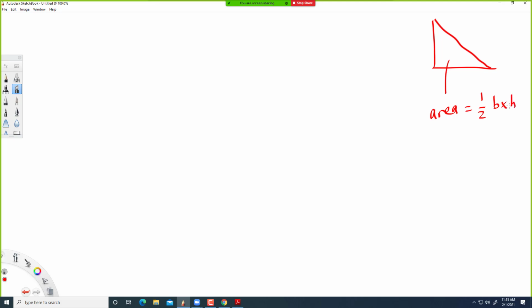Okay. So in this question, base is 3 seconds, height is 12 meters per second, and then we also need 1/2 here. Let's see, is that 12 height? Yeah. So 3 times 12 is 36. 36 over 2 is 18. Okay. Second and second cancel, so you will have meters.